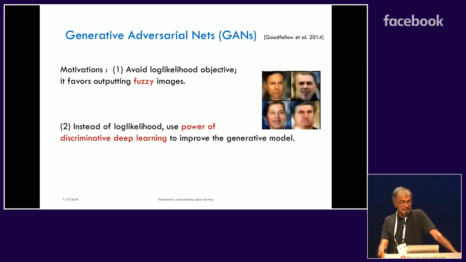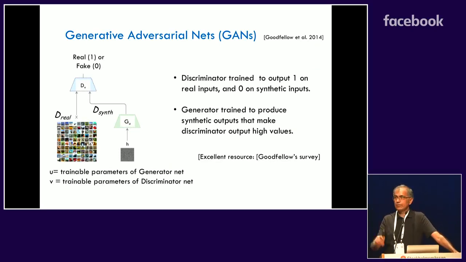So instead of log likelihood, GANs use the power of discriminative deep learning, which has been very successful, to improve the generative model. And again, I'm sure most of you have seen this, so just a quick reminder of GANs. So there's this generative net down here, which is trying to produce a synthetic distribution, and there's a real distribution of images, and there's a discriminator net, which is being trained to output one on real images. So when it's given images from here, it's told you should output a label one, and when it's given images from the synthetic distribution, it's told to output zero. So that's the training objective for the discriminator. And the generator is being trained to output synthetic images that make the discriminator output high values. So that is its training objective.